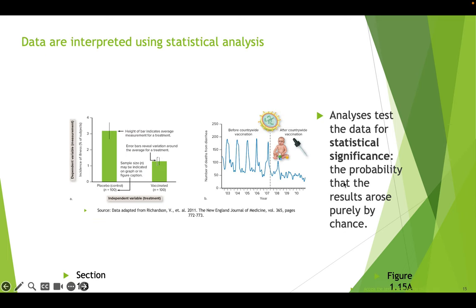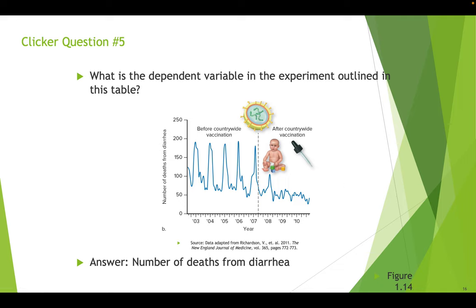All right, we already talked about statistical tests. This is a good question for you to do in your own note-taking guides. What's the dependent variable in the experiment outlined in this graph? So this graph, we have time in years on the x-axis. The y-axis, we see the number of deaths from diarrheal disease. Before countrywide vaccination, we see this regular pattern with peaks and valleys that repeats every year, and the number of deaths due to diarrhea is fairly constant over time.